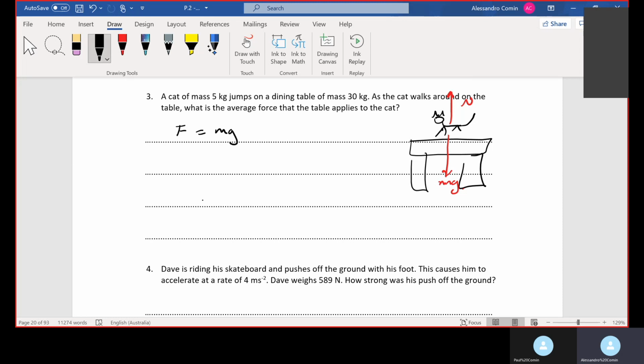Because m is mass and g is the gravitational acceleration. Now, g is 9.8 on your formula sheet. But anyway, so we're going to have 5 times 9.8, which is 49 newtons. And we can see that the normal force must be exactly equal to the weight force. So we can see here that force of table on cat is going to equal the normal, which is going to equal 49 newtons.